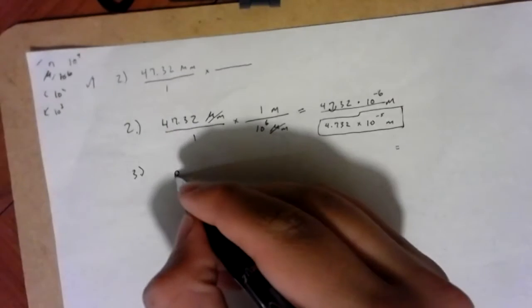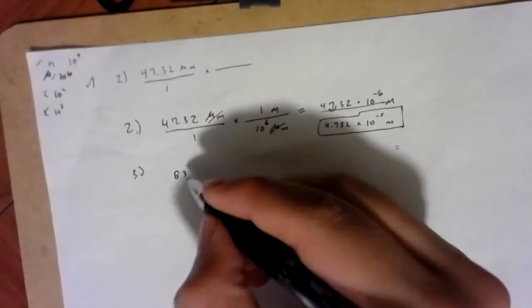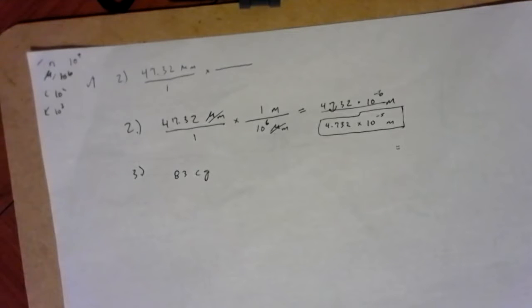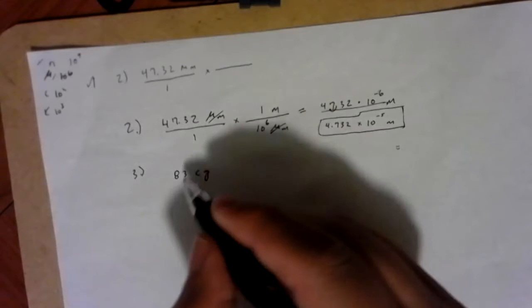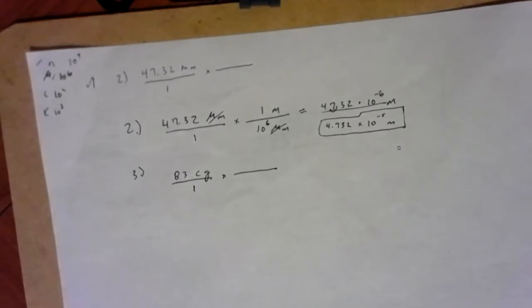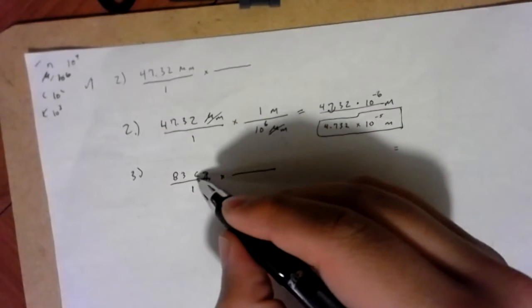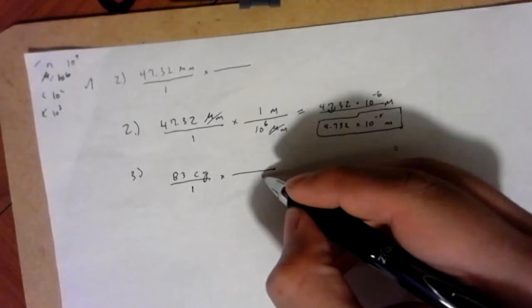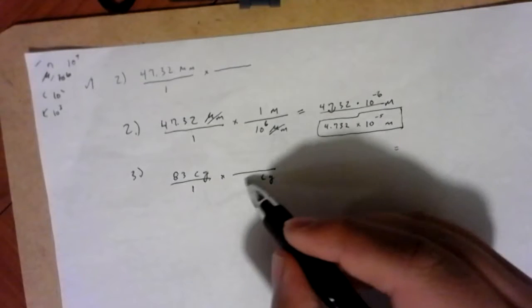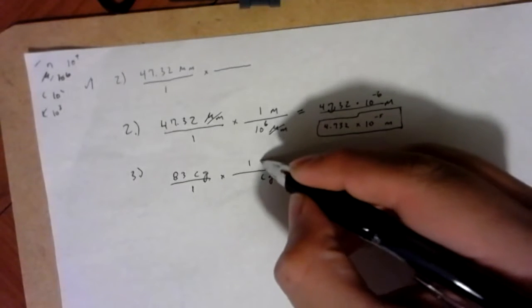so that we have 83 centigrams, so that's Cg, and we want to convert this to nanograms. So I'm going to try and keep this simple. And to keep it simple, what I mean is I'm going to try and match up the units so that we can cancel them nice and easy, right? So this is centigrams, then I'll put centigrams in the denominator here. And we want to know how many centigrams are in 1 gram.